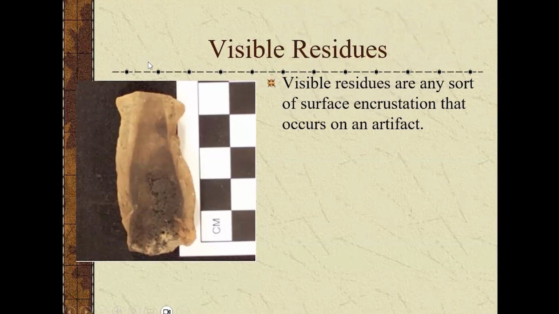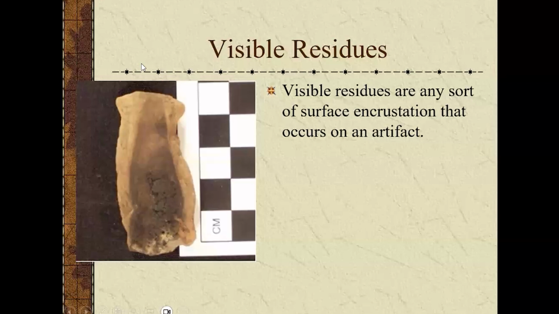So just some terms. Visible residues can come in 2 flavors. The ones you can see on the surface of the artifact, which I call visible residues, so you can see it right there. It's visible. Those are things that are deposited on the pot. Sometimes someone might burn the food, or burn whatever it is they're making in the pot, and then you see these incrustations or food crusts, as they're sometimes called.